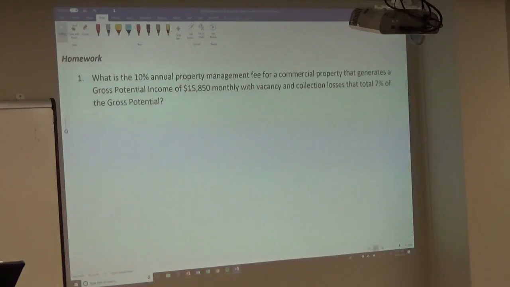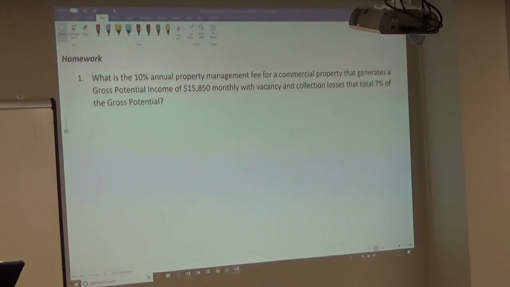Number one says, what's the 10% property management fee for a commercial property that generates a gross potential income of $15,850 monthly, with vacancy and collection losses that total 7% of the gross potential?